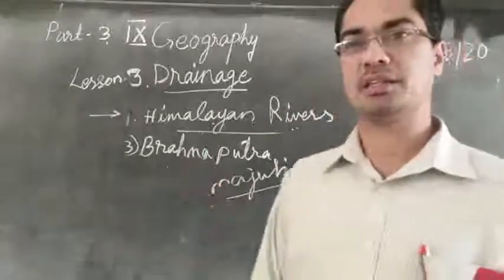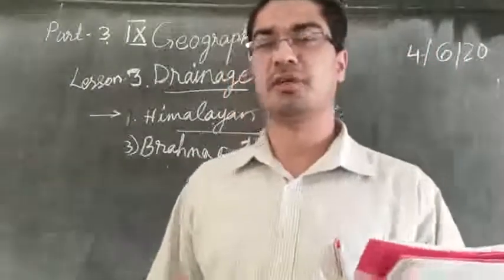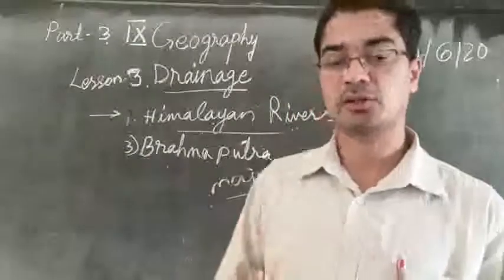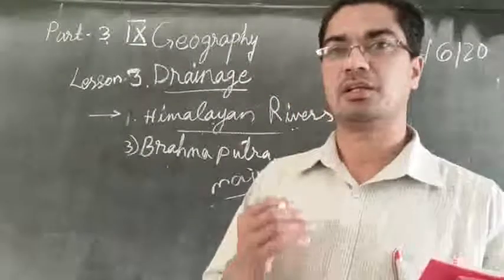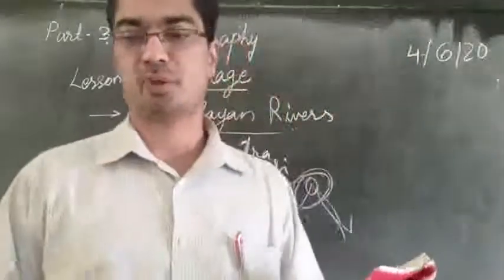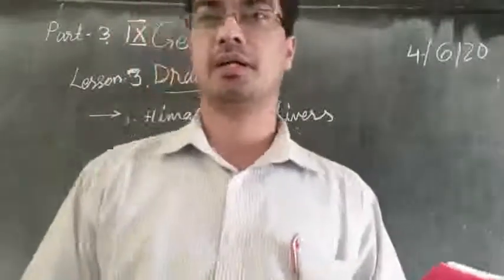So Brahmaputra is the third one. I hope you are following and understand. So try to learn these names, the places, the tributaries, and so on. They are very important. Underline and learn it nicely.